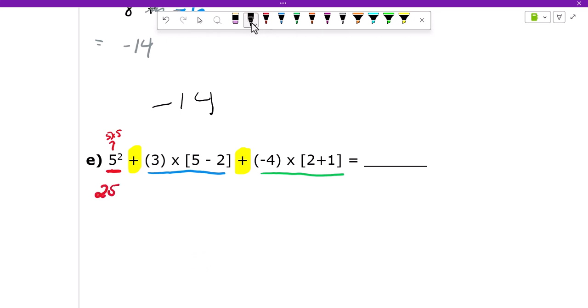So that piece is done. I have a plus sign. All right, Gage, blue or green? Blue. You don't have to go left to right. You guys realize that, right?